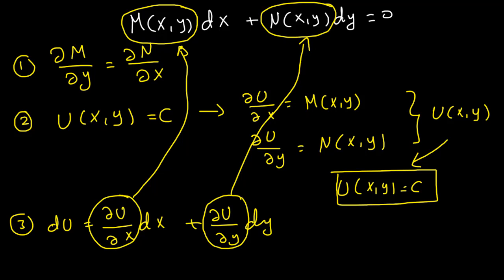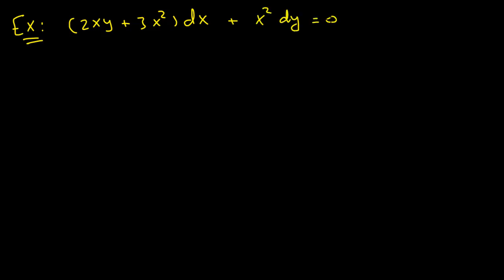So let's revisit the previous example and see how to find this solution in a shortcut way. In the previous example, example one, again we have (2xy + 3x^2) dx + x^2 dy = 0. The first step, as we have done before, is to check if this differential equation is exact or not. If we do the test again, we will find of course that this differential equation is exact.